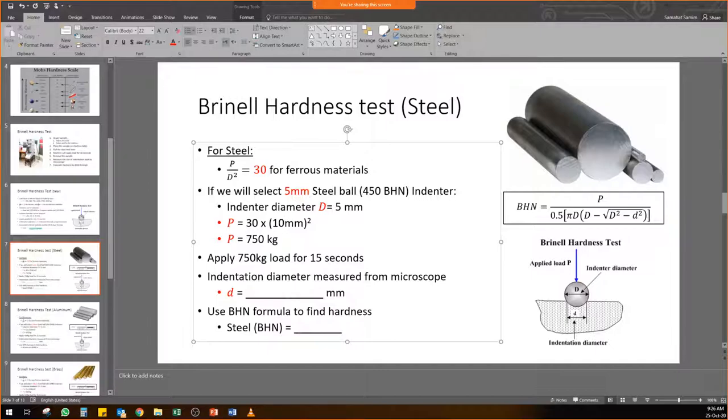So right here, if I put 10 millimeter indenter, what is my load value? No, Hala, it's not 10. It is having a square here. Can you see?